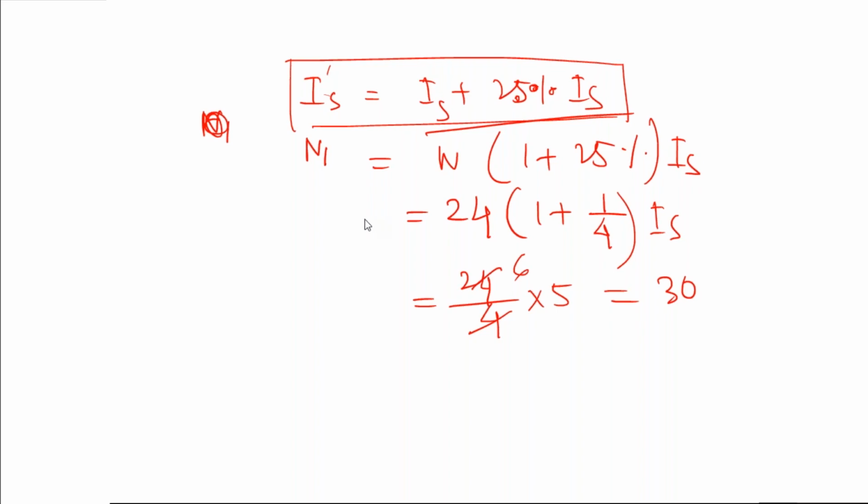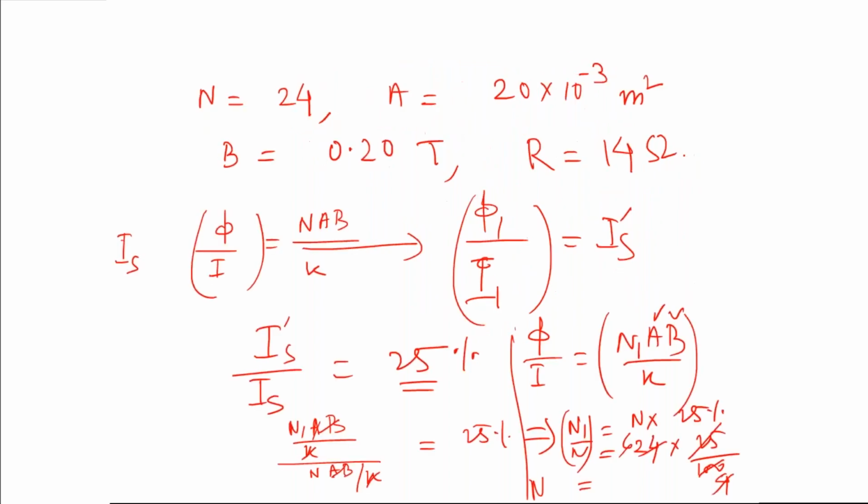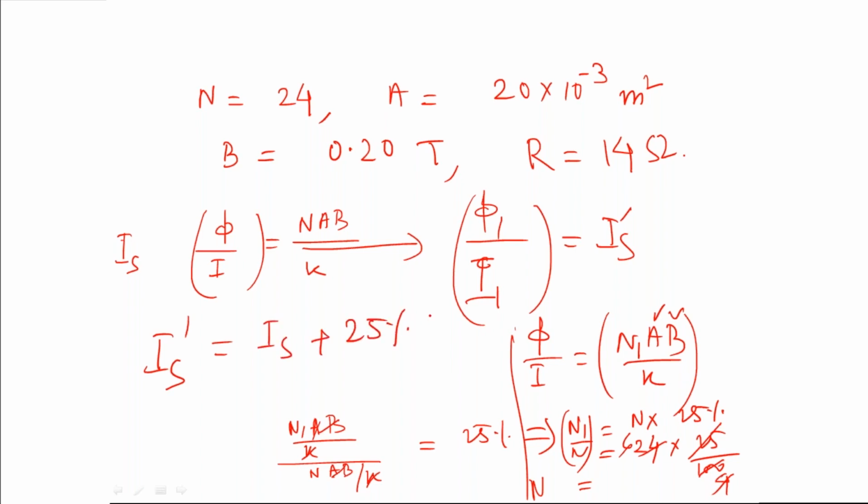Okay, so I'll repeat it. I don't know whether you were confused or you are all right. See what I have taken here: the original number of turns times 25% is not correct. You have to increase according to the question. So the new number of turns will be the original plus 25% of the original.